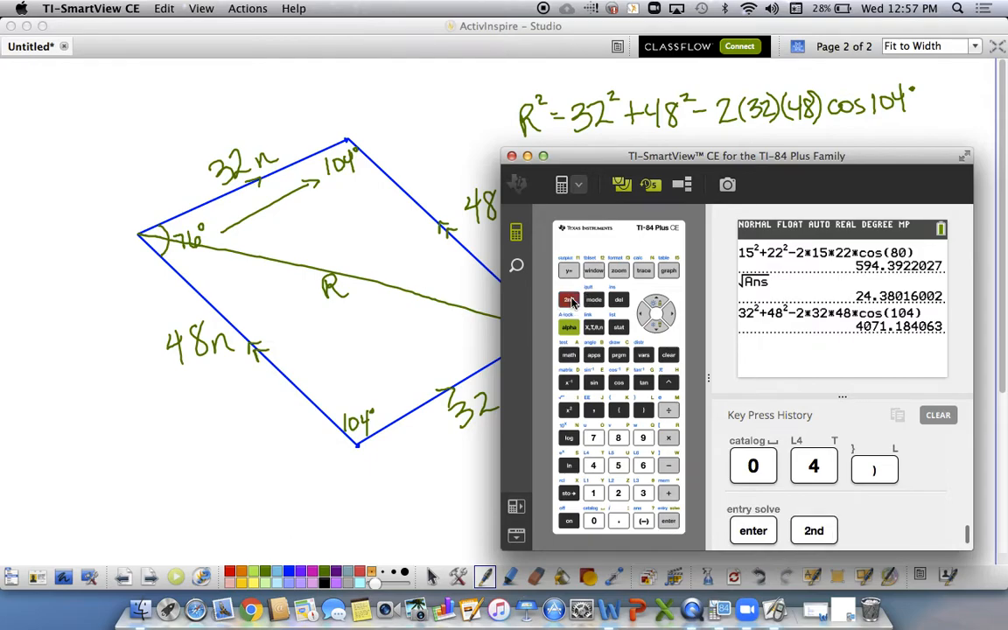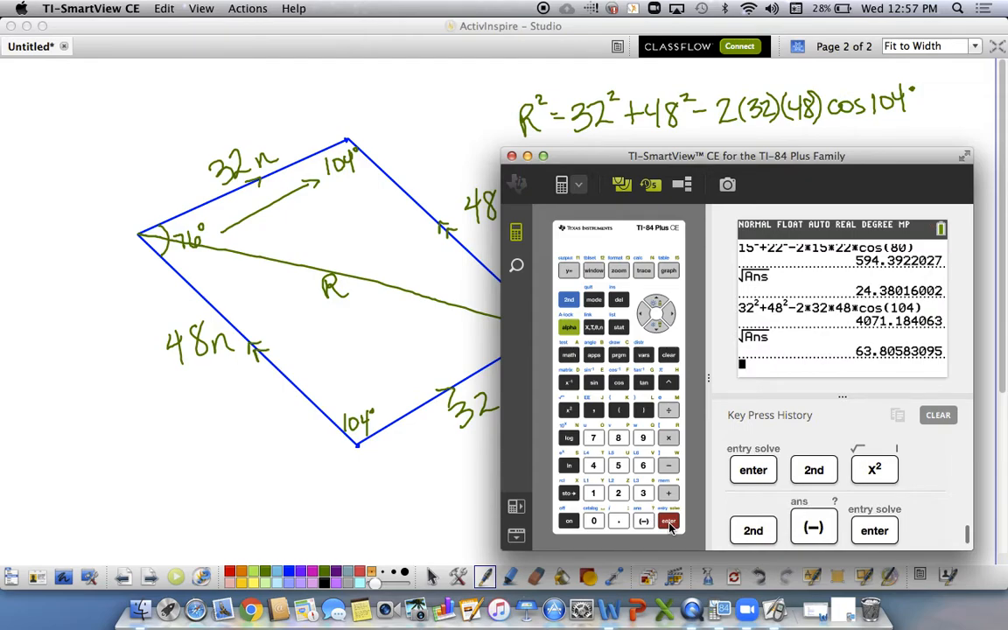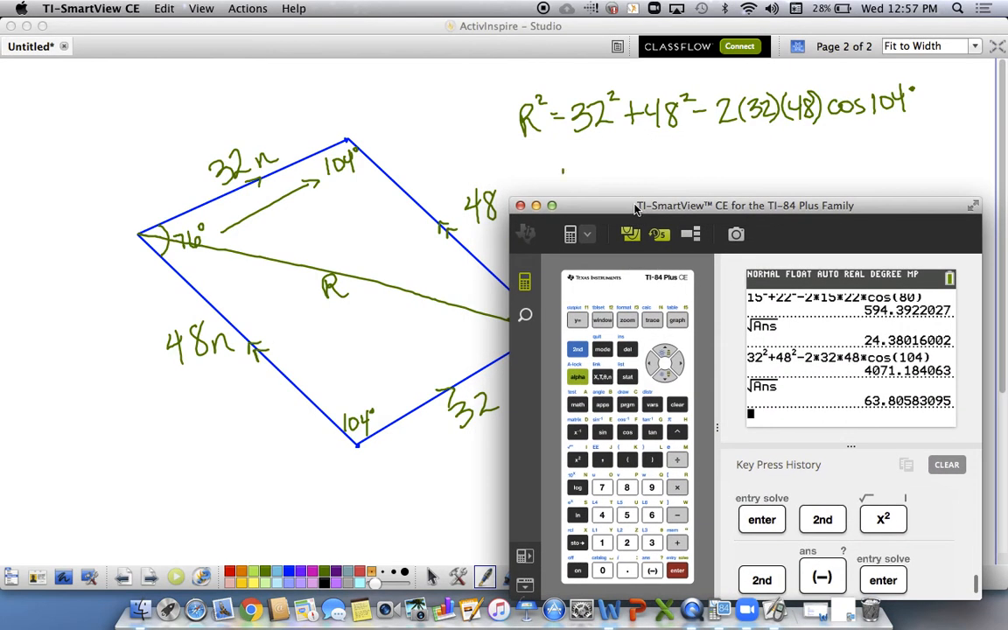Okay, second square root, second answer, 63.8 newtons. Are we leaving it as 63.8? No, we're going to round it up. The resultant vector is 64 newtons. Okay, a little bit of application. We're going to talk about that a little bit more.